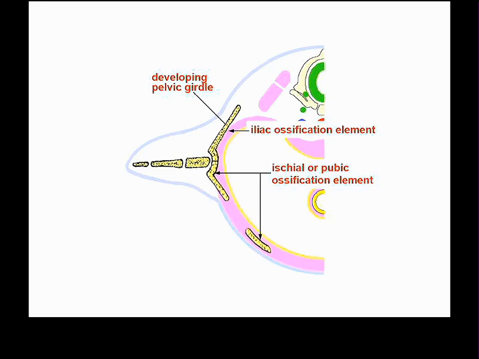The right way is ischial. All right? So there's 2 ossification elements. In any particular section, you're only going to get one or the other. That's why I say ischial or pubic ossification element, because I don't know which one I've caught in this diagram.